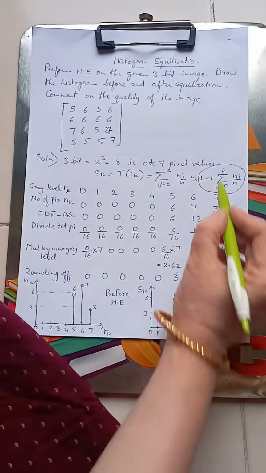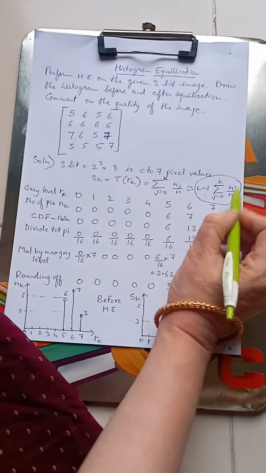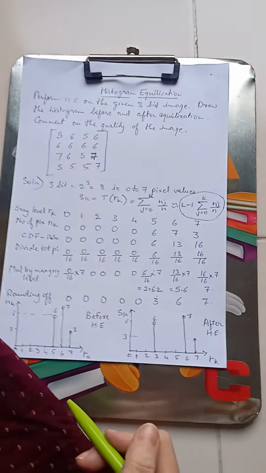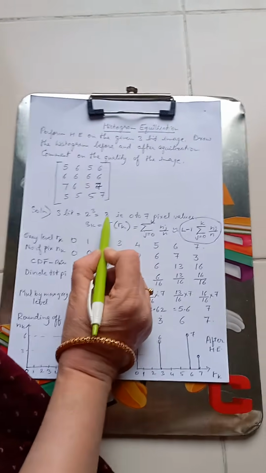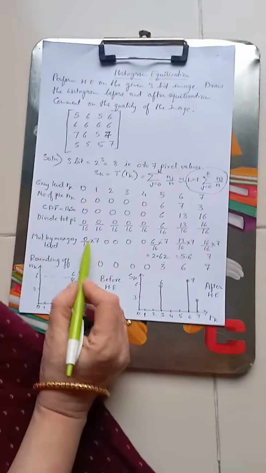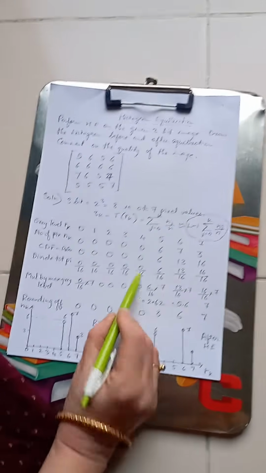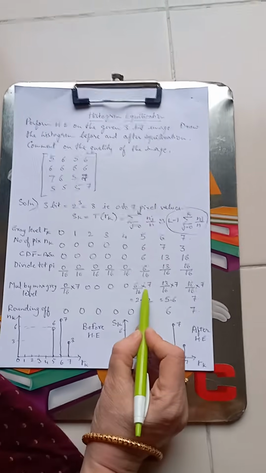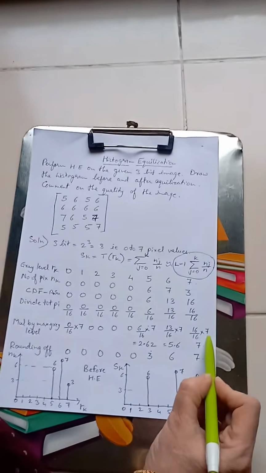We have finished the summation, n_j, and division by n. Now the next step is to multiply by L minus 1. L is the number of gray levels, that is 8 here, so L minus 1 comes to be 7. We multiply by 7. So 0 by 16 into 7 is always 0, so all these values will be 0. For the other pixels, 6 by 16 into 7, 13 by 16 into 7 and 16 by 16 into 7.